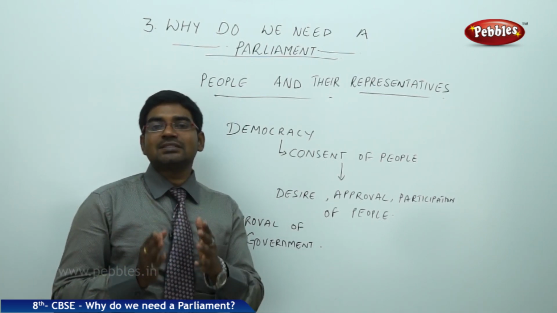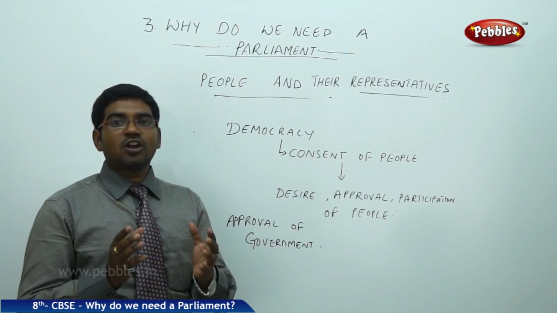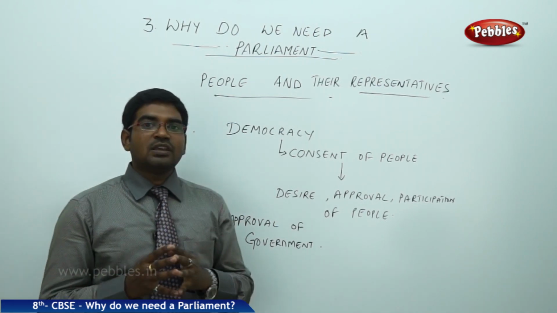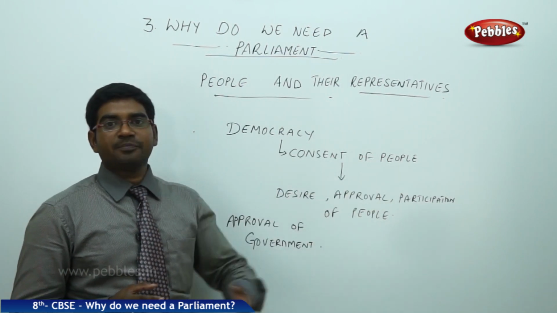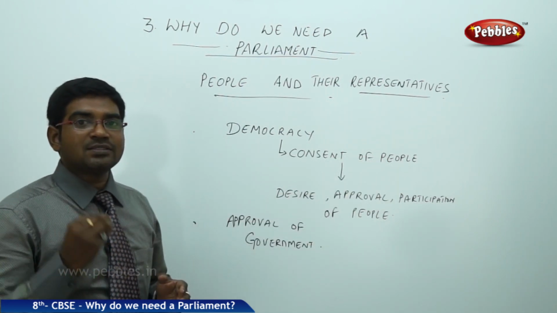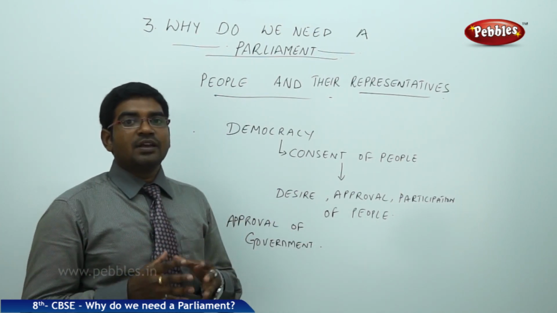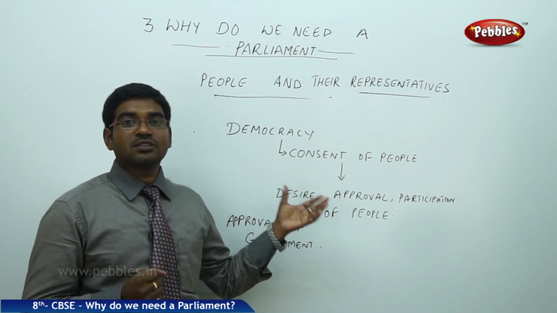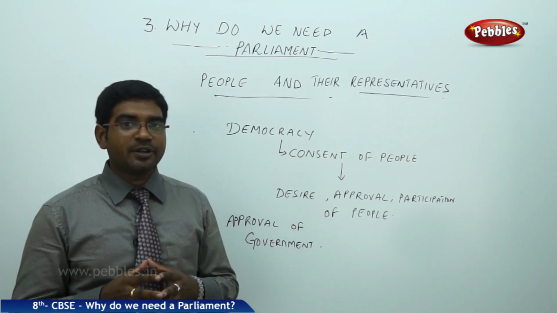So without the consent or the participation of the people, democracy cannot be fruitful. That's why in democracy we need, first of all, the consent of the people. The consent of the people is the prime and most important factor in democracy. Every individual's consent is required to run a successful democratic country or a successful democratic form of government.